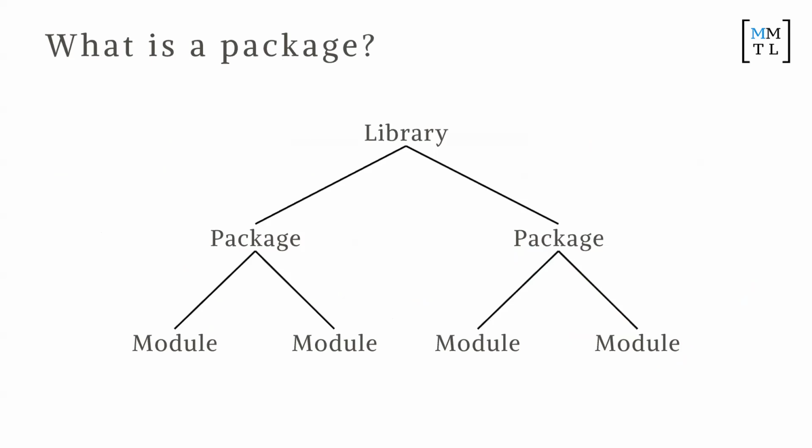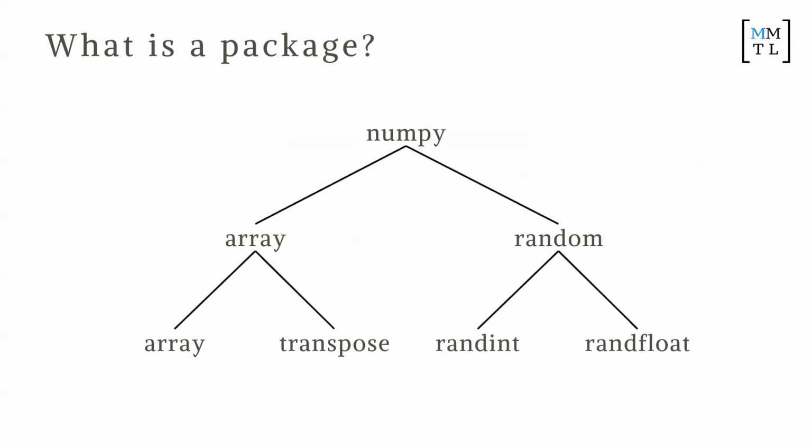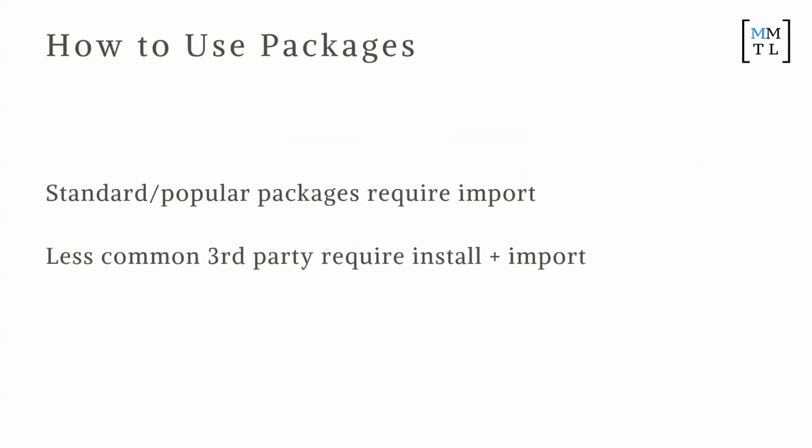So let's go through what a package looks like. At the top here is a library, right? That is a set of packages. And then underneath that are individual packages. And then individual packages have multiple modules. Okay? So let's go through what that actually looks like. One thing that we'll be talking about tomorrow morning is a package called NumPy, or numerical Python. NumPy has multiple packages called array and random. And then array itself has individual modules called array and transpose. Random has randint and randfloat. Okay, so these are just standard mathematical things you might see.